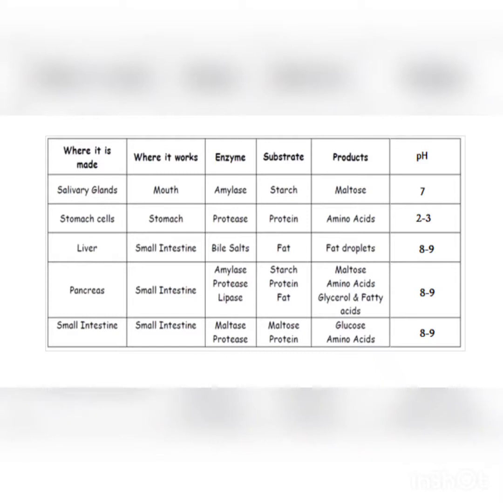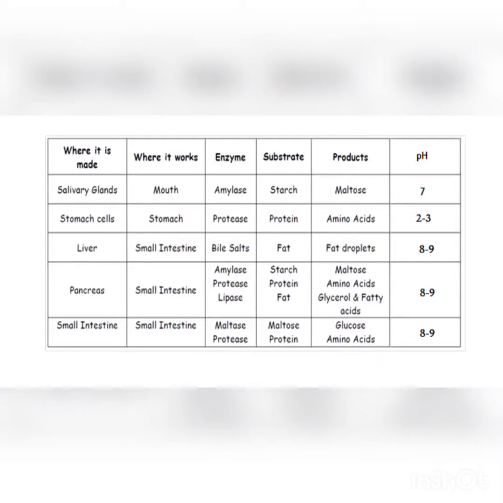Similarly, if you come to the first line, the salivary glands which are present in the mouth produce amylase enzyme. Amylase enzyme will break down the starch and it will form maltose. And further if you see the pH, it is a neutral pH. That means the amylase present in the mouth will be activated in the neutral pH.